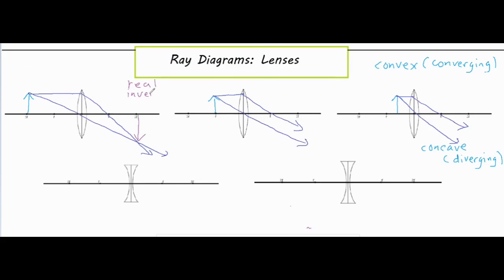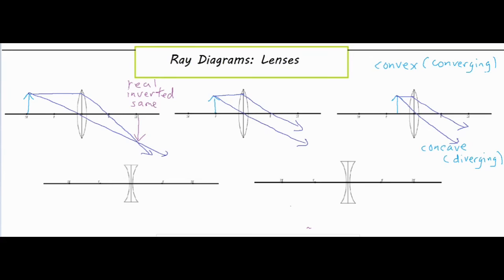inverted, and for this one in particular, the size is going to be exactly the same, which is usually not the case, but this one is exactly double the focal point, so it ends up being exactly the same size as the actual object itself.